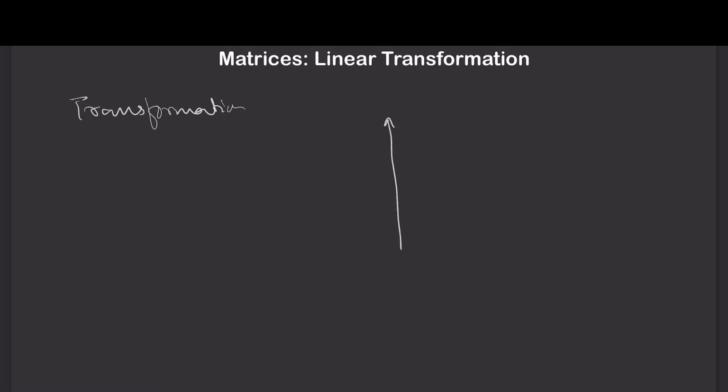For example, we have a vector, and now it is transformed into another vector. Let's say this one is a dash. That's called transformation. This is the transformed vector.